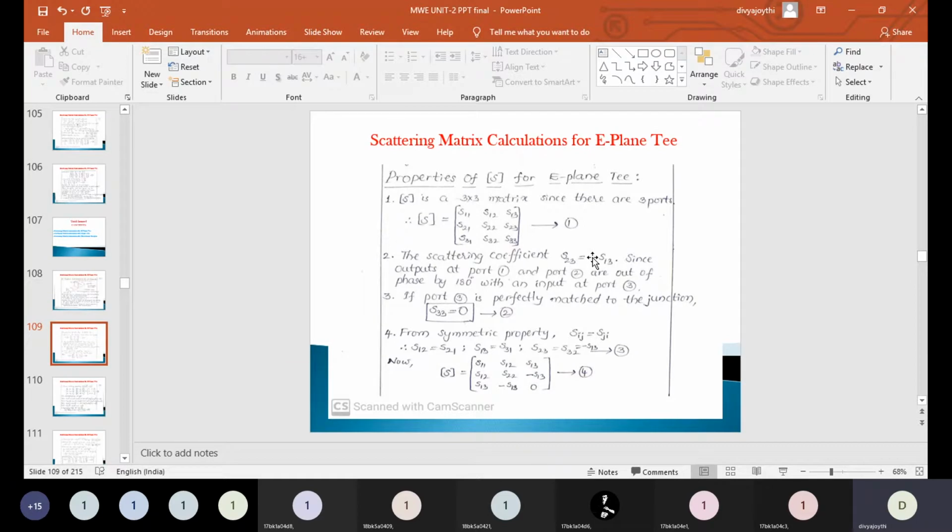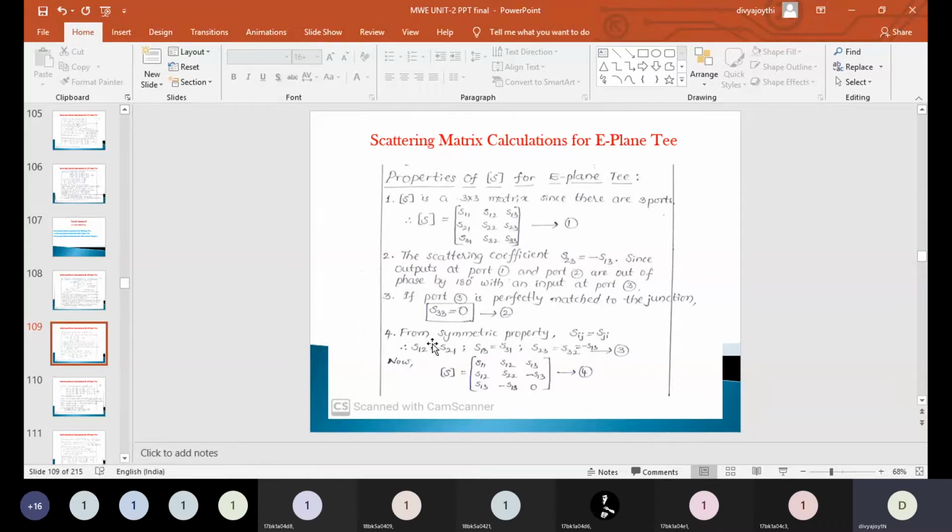But for E plane, as the outputs are going to have a phase shift of 180 degrees, to represent that 180 degrees we have the minus symbol here. S13 is equal to minus S23, or S23 is equal to minus S13. We get this minus because the waves collected at port 1 and port 2 have a phase shift of 180 degrees. And of course, as port 3 is perfectly matched to the junction, S33 is going to be 0. The first and third properties are the same for both E plane and H plane. Only the second property has the minus symbol, because there exists a phase shift of 180 degrees.